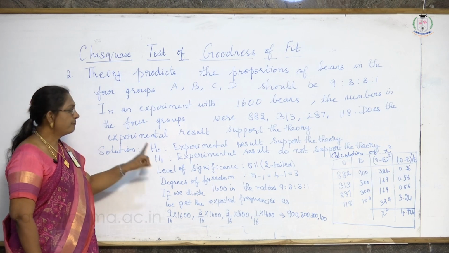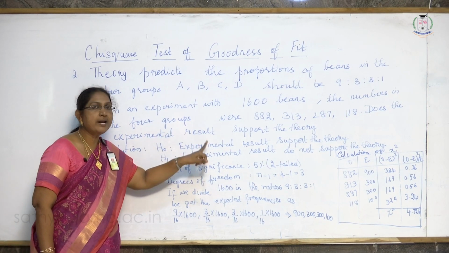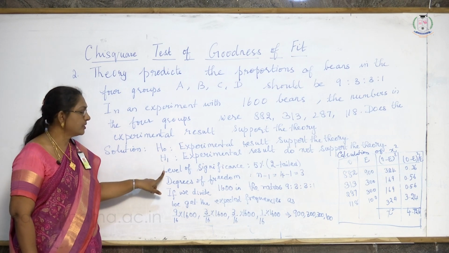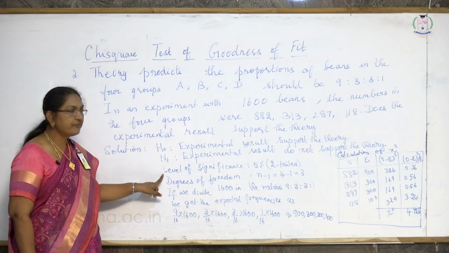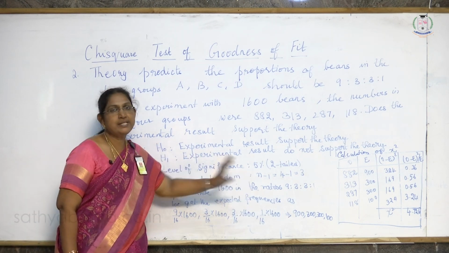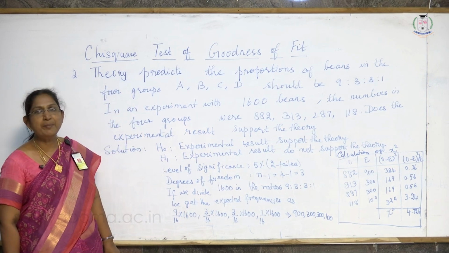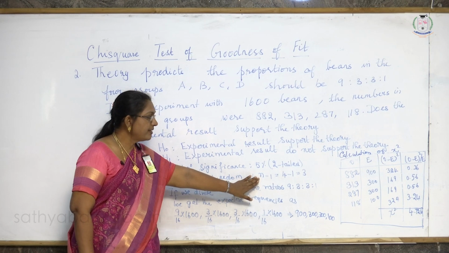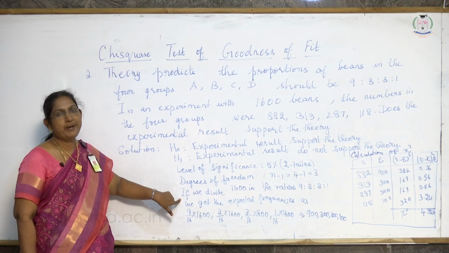Now, the solution is, first we will set the null hypothesis. The null hypothesis is the experimental result support the theory, and H1, which is the alternative hypothesis, is given by the experimental result do not support the theory. Then next we have to write the level of significance. The level of significance is 5% level, 2-tail, and the degrees of freedom for the goodness of fit is given by n minus 1. So, because there are 4 observed values, we can write it as 4 minus 1, which is equal to 3.